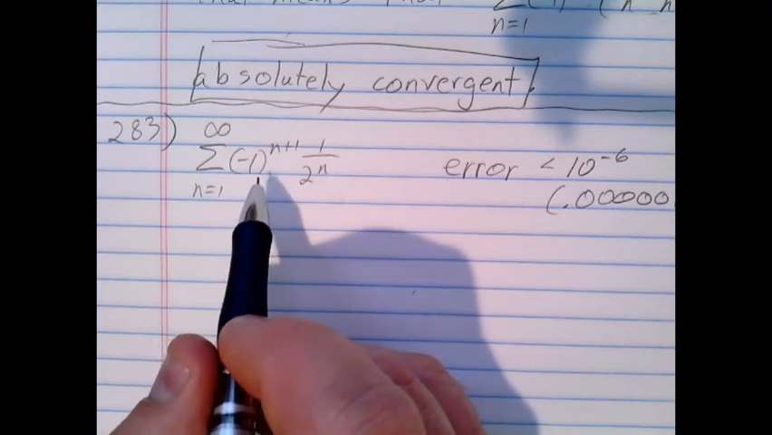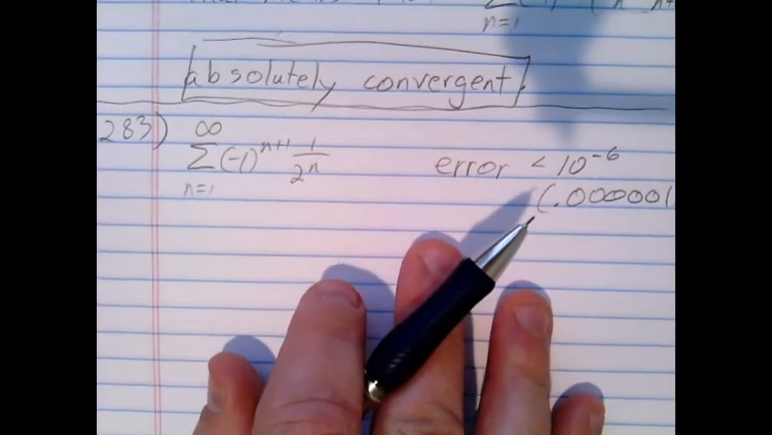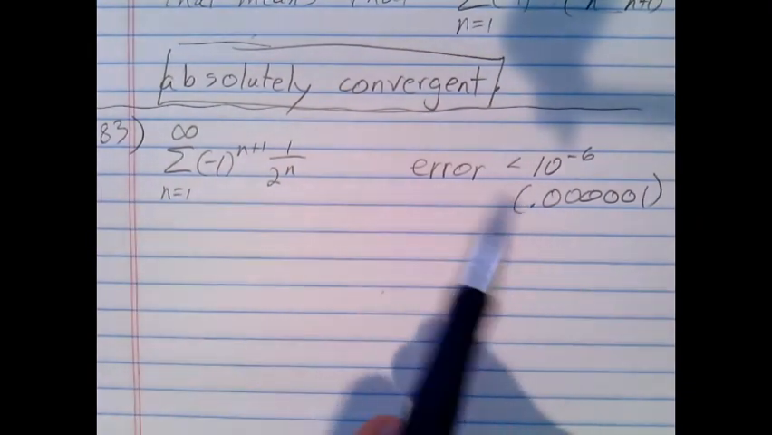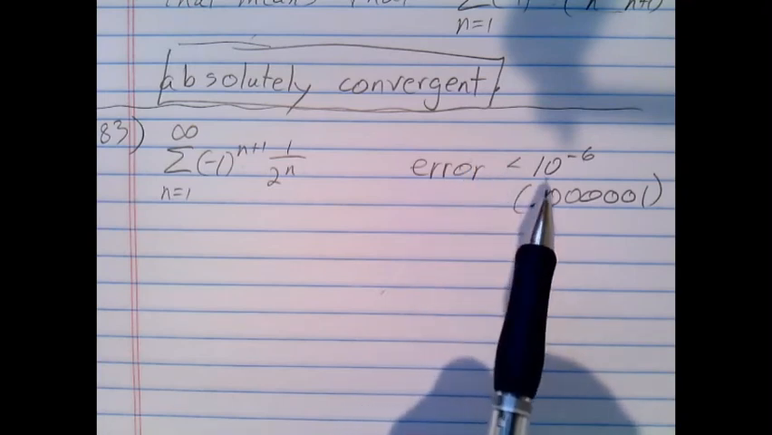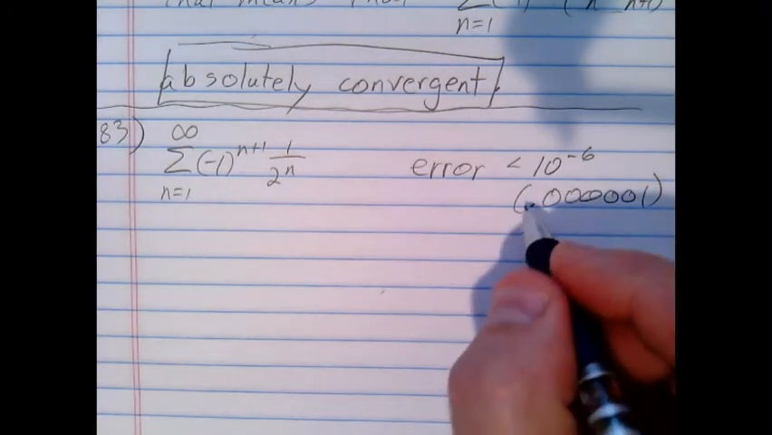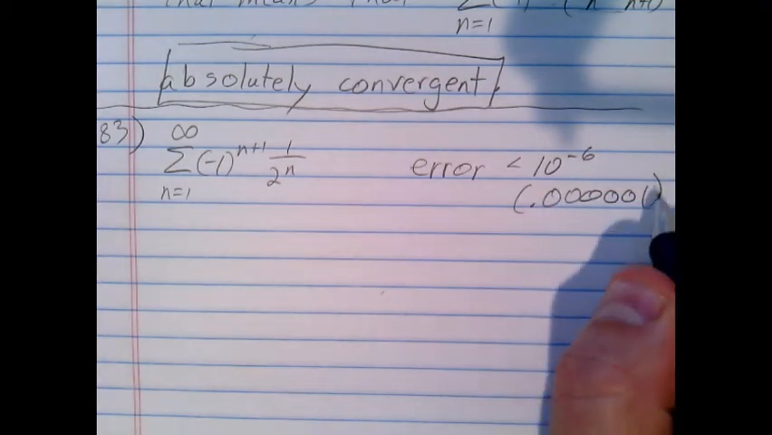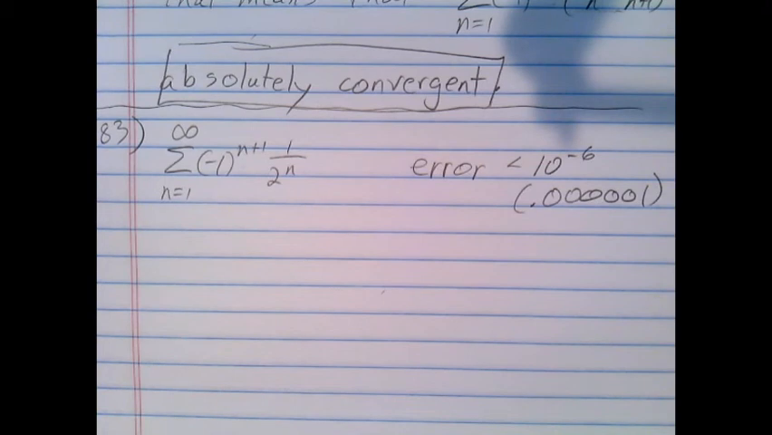Alright, so here's our series that was being referenced in problem 283. It's an alternating series, okay, where the absolute value of the nth term would be 1 over 2 to the n, and they want us to approximate the sum of the alternating series with an error that's less than 10 to the negative 6. And of course 10 to the negative 6 is the same thing as a decimal number, where we have after the decimal point 5 zeros and then the 1 is in the 6th place. But according to the theorem we were just looking at, the error would have to be less than the absolute value of the first term that we leave out.